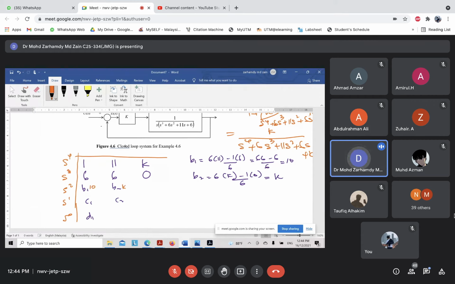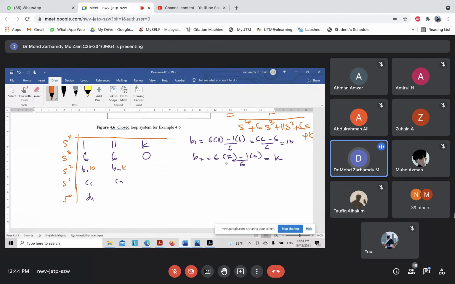Okay, Zafiq, same? Okay, good. So now we are looking for C1. C1 is 10 multiplied by 6 minus 6 multiplied by K, over 10. So now from here we have 60 minus 6K over 10. Okay, just leave it.